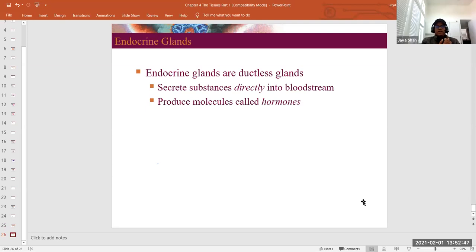Endocrine glands, on the other hand, are ductless glands. They secrete substances directly into the bloodstream, and their secretion is called hormones. And endocrine secretions do not necessarily work nearby. They go all the way to distant tissue where there is a target cell, and they act there. Some examples of endocrine glands are the pituitary gland, thyroid gland, parathyroid gland, hypothalamus, pancreas, ovary, testes. These are examples of endocrine glands.